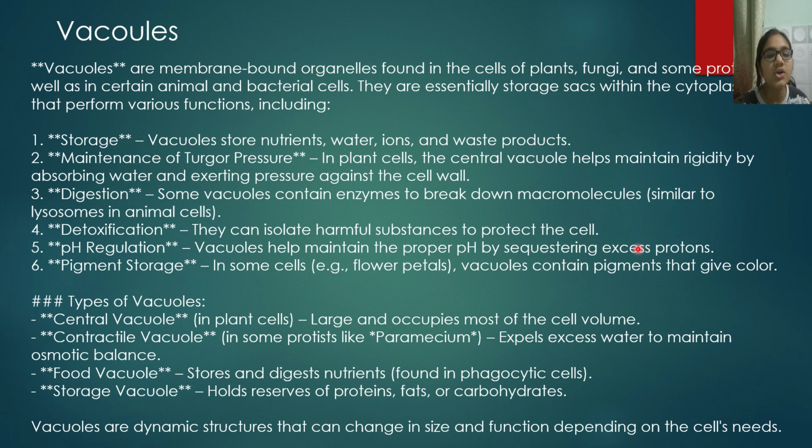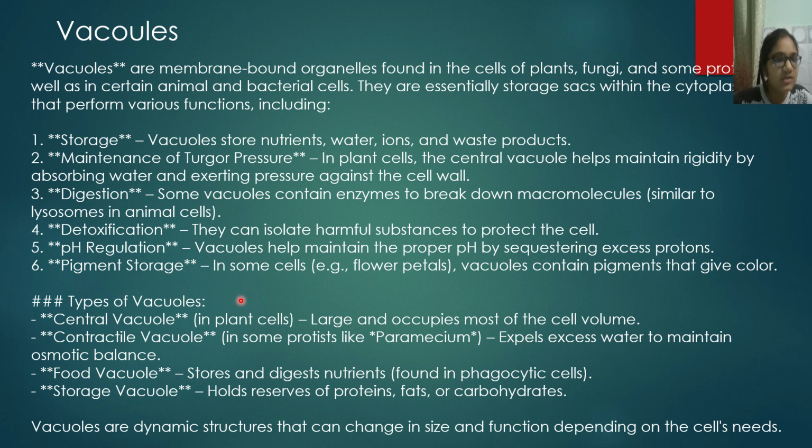For pH regulation, the vacuole has to maintain the proper pH by sequestering the excess protons. And pigment storage: in some cells, vacuoles contain the pigment that gives color. There are some cells like flowers or petals in which the vacuole gives them the color pigments.